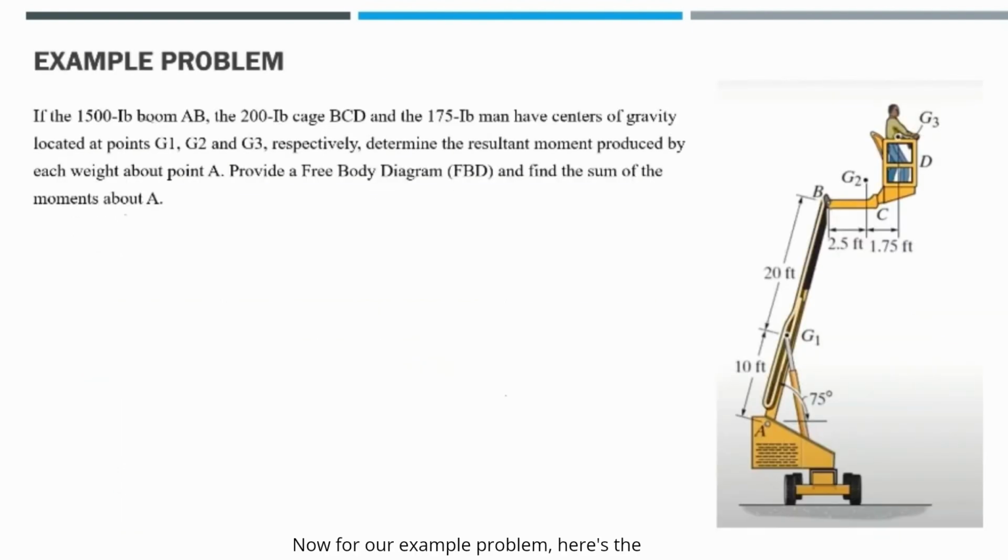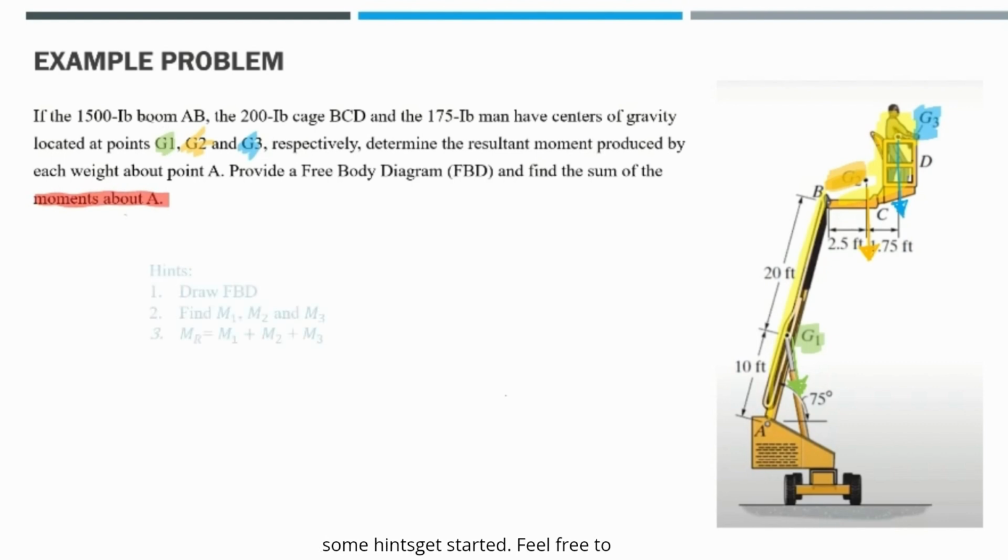Now for our example problem. Here's the scenario. We have a man in a personnel lift. The system consists of a boom arm and a bucket, along with the man himself. The boom has a center of gravity at G1, where its weight acts vertically downward. The bucket and arm have a center of gravity at G2, where their combined weight also acts downward. Finally, the man in the bucket has a center of gravity, with his weight acting downward as well. Our goal is to find the resultant moment about point A. Here are some hints to get started. Feel free to pause the video and try this problem for yourself.